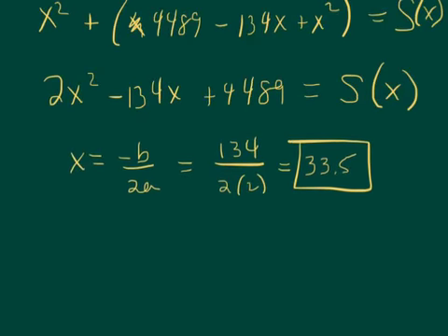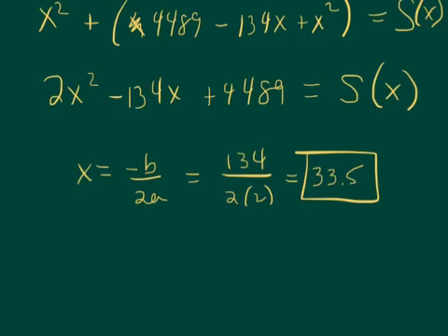So if we want to find out what the value is of the sum of the squares, we could plug 33.5 back into the original equation that we had, where we had x squared plus y squared, and just square them both. Or we could take 33.5 and plug it into the actual function. So we can say this.